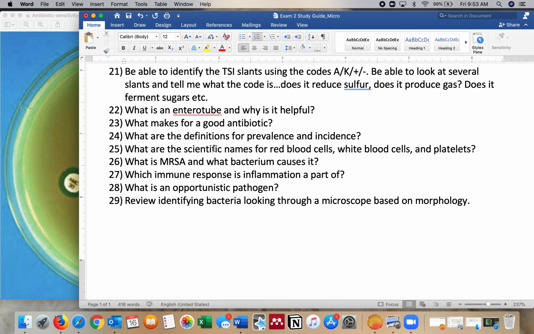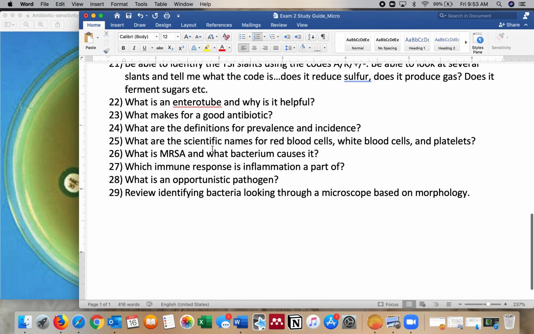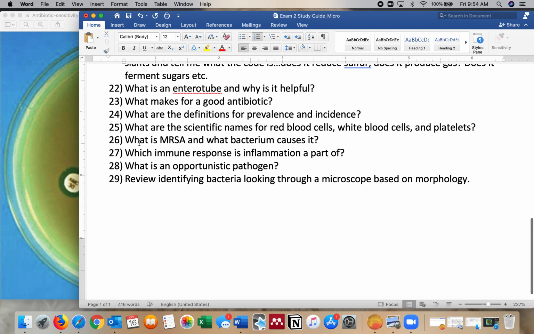What are the scientific names for red blood cells, white blood cells, and platelets? Remember that I told you guys in class that we don't want you to call it red blood cell or white blood cell or platelet on the exam. We want you to use the actual scientific names for these, okay? What is MRSA and what bacterium causes it? This is actually reflective of a question that is earlier that we talked about, so I'm not going to go through that.